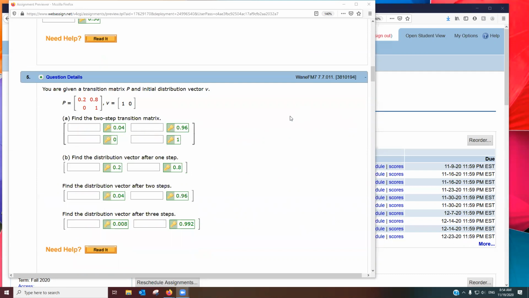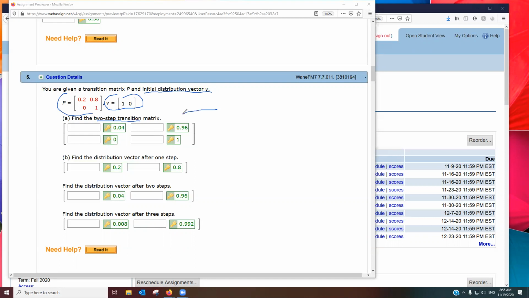We go to number 5. So in this one, they actually are giving me the initial distribution vector. They call that V. If you read the textbook, V is the initial distribution vector. Part A: find the two-step transition matrix. And they call the transition matrix P.